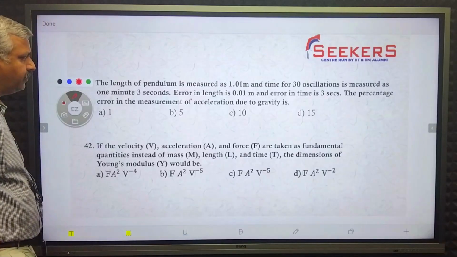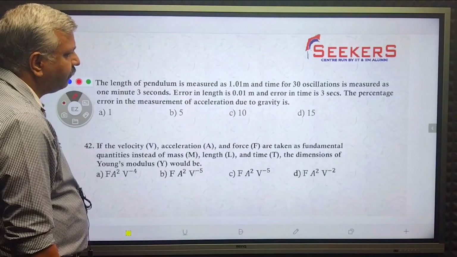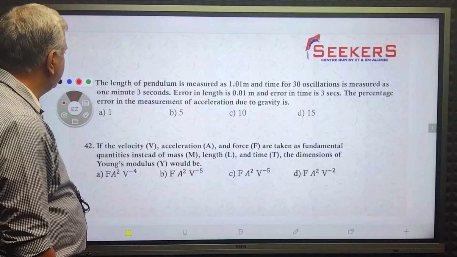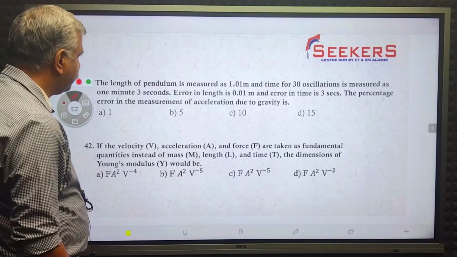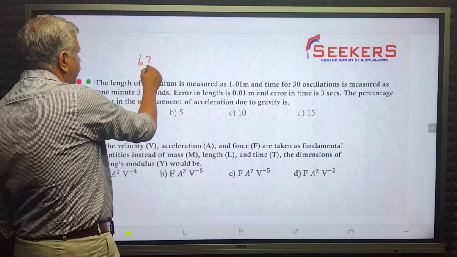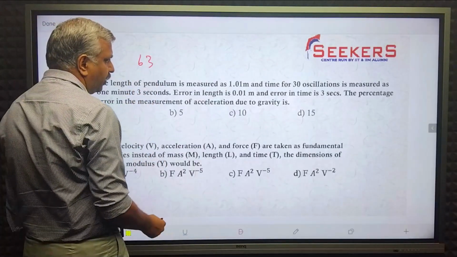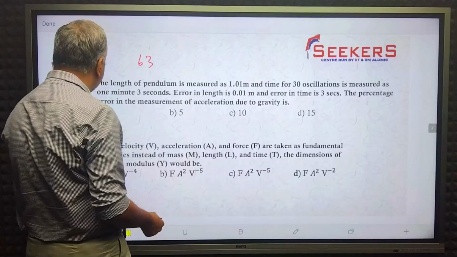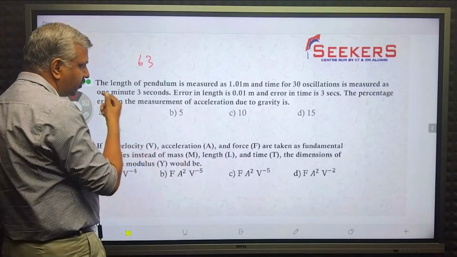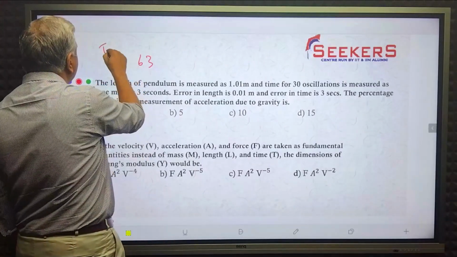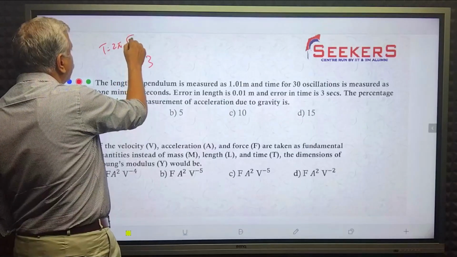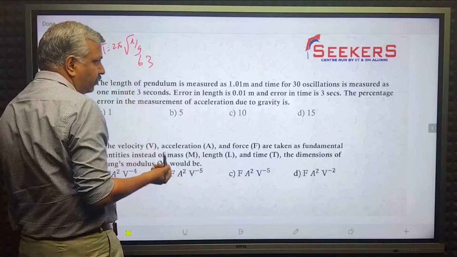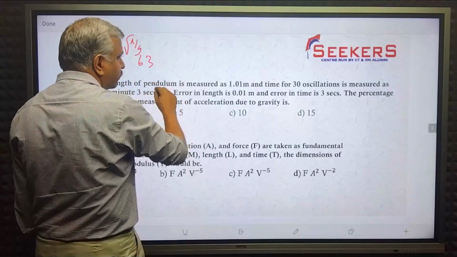The length of a pendulum is measured as 1.01 and time for 30 oscillations is measured as 1 minute and 3 seconds. That means 63 seconds. The error in length is 0.01 and the error in time is 3 seconds. What is the percentage error in the measurement of acceleration due to gravity? So first we need to know T is equal to 2 pi root over L by g. Then we need to work with relative errors. So let's work with that.